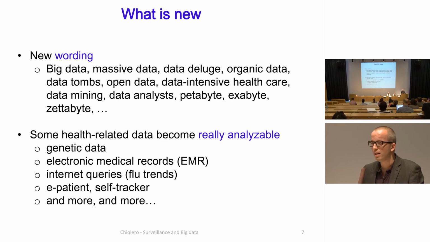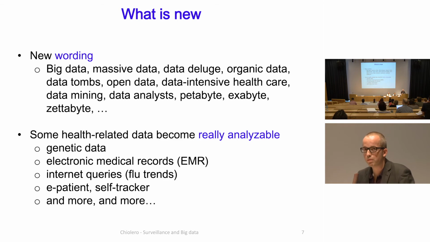What is new? Let's try just to summarize two or three things of what is new with big data. I think there are new wordings. We have to be accustomed to that. This is big data, massive data, data deluge, or open data, or data-intensive healthcare, which is using real-time data to improve the care of the patients, data mining, data analysts, or also perhaps you were used to giga or tera, but now we have to think in terms of petabyte, exabyte, or zettabyte, this huge data.